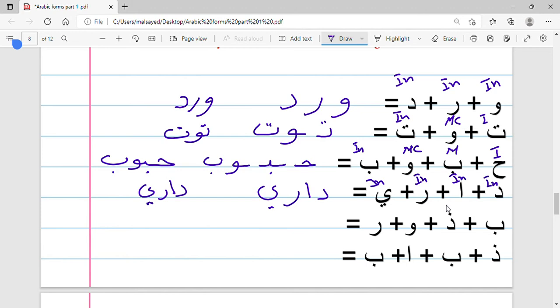Okay, now we have, it's not connected here. I just want to make sure you guys see that that's here. Ra is not, dal is not connected.